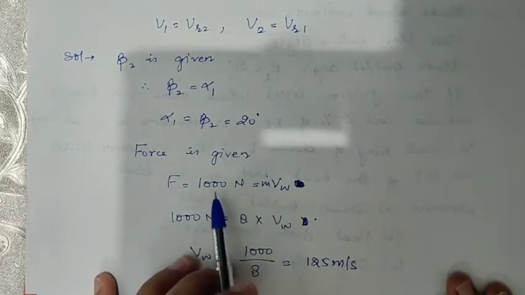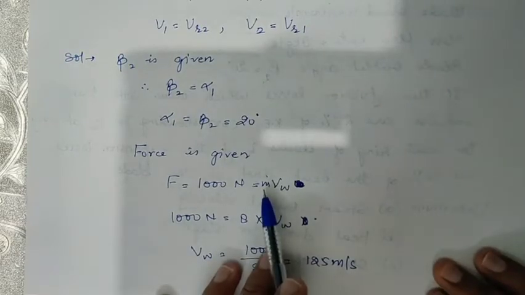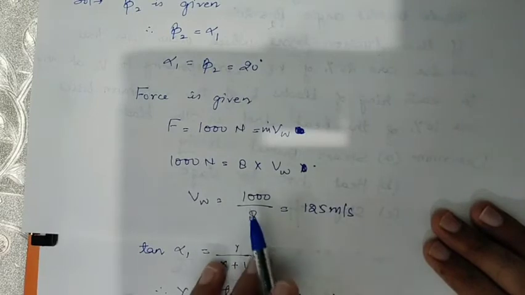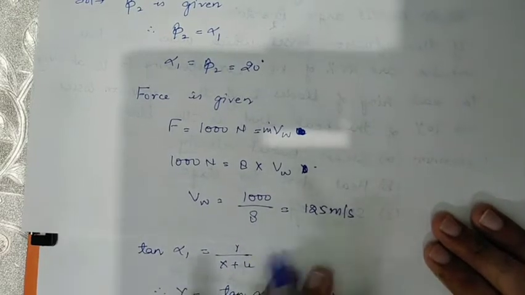The value of tangential force is given as m dot VW, and the value of m dot is given as 8. So VW is equal to what? VW is equal to 1000 divided by 8, that is 125 meter per second.